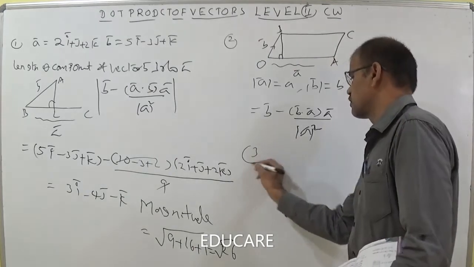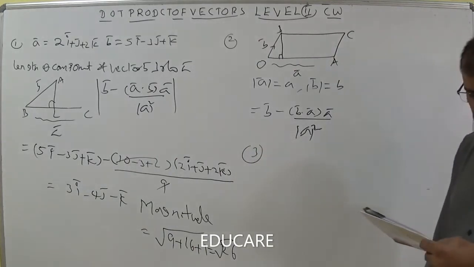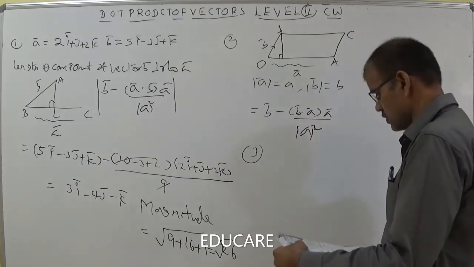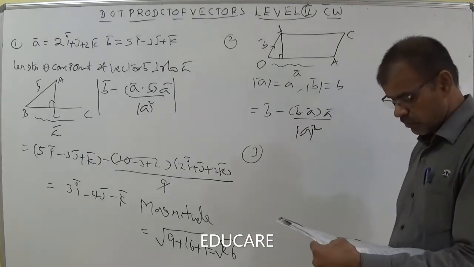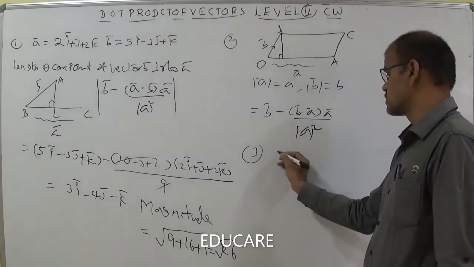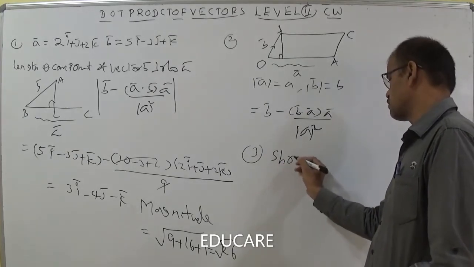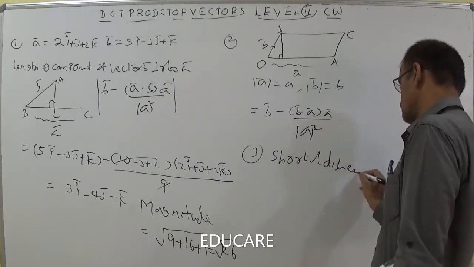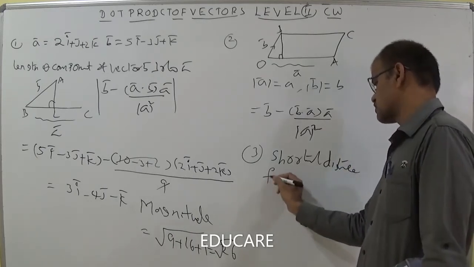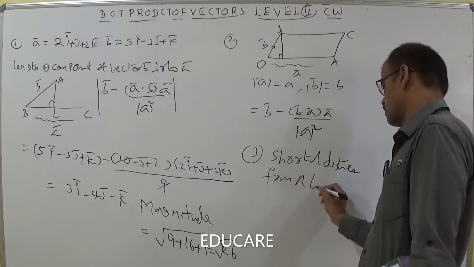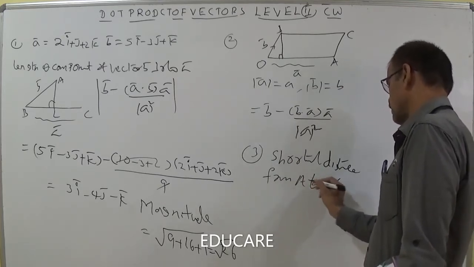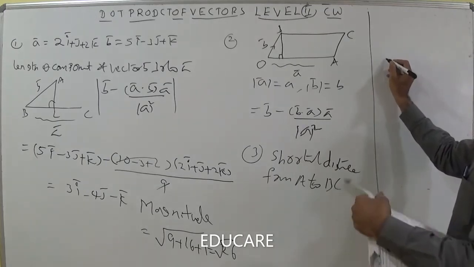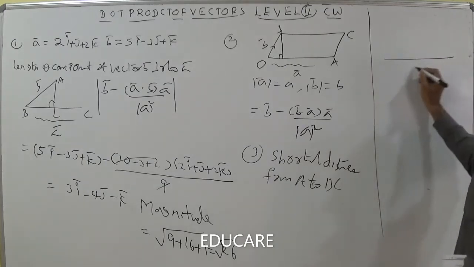Let us see the third question. If A bar, B bar, C bar are position vectors of the non-collinear points, then the shortest distance from A to BC is what he is asking. From A to BC you should calculate the shortest distance.